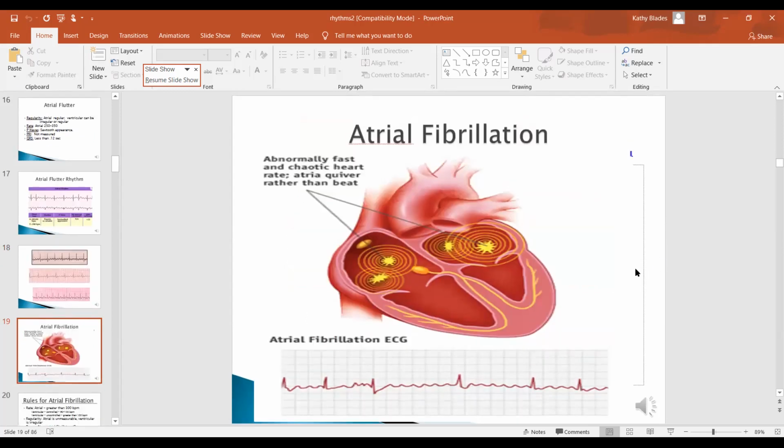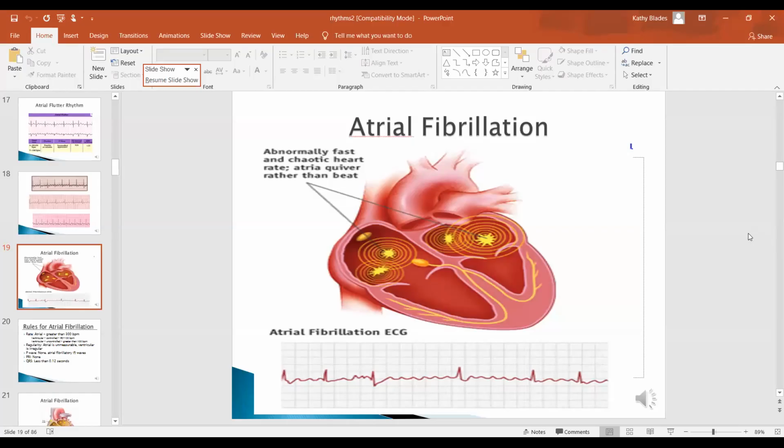And then you have atrial fibrillation, which is another dysrhythmia from the atrium. And what happens here is there's an abnormally fast and chaotic heart rate. The atria quiver rather than beat. So in atrial fibrillation, what happens is instead of squeezing the blood out from the atria into the ventricle, it quivers. The atria never do have that full electrical impulse like they should have.